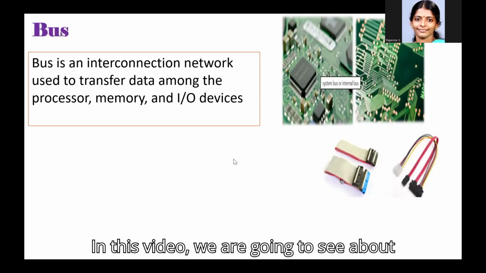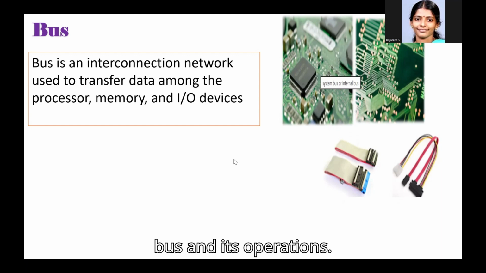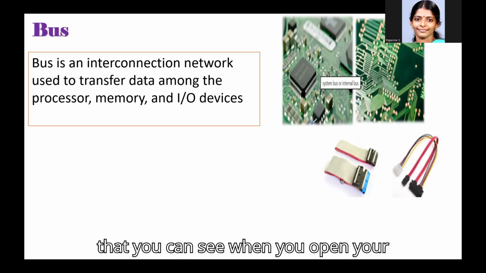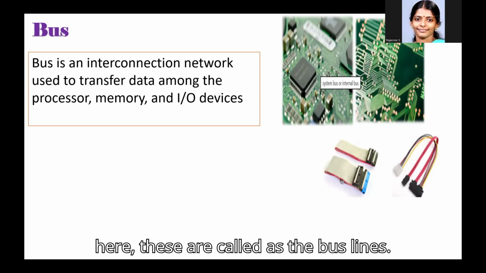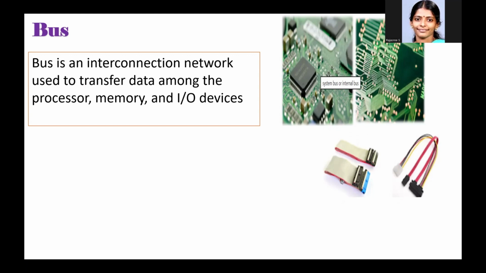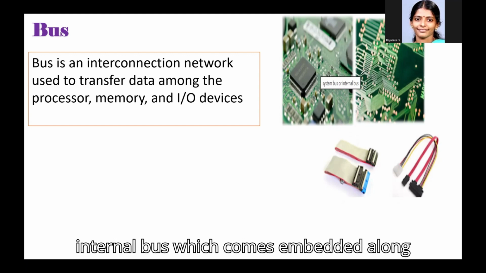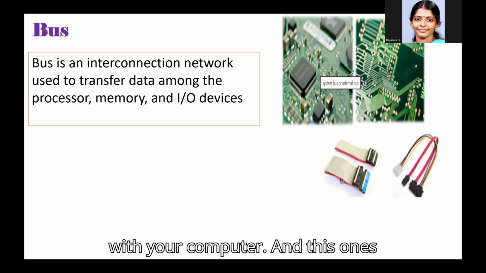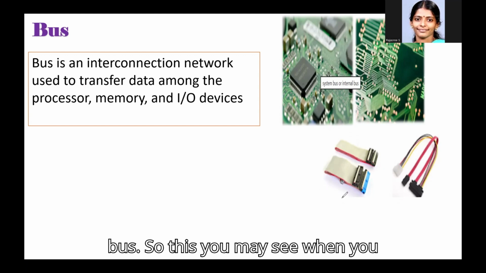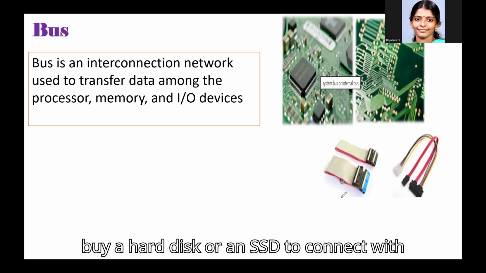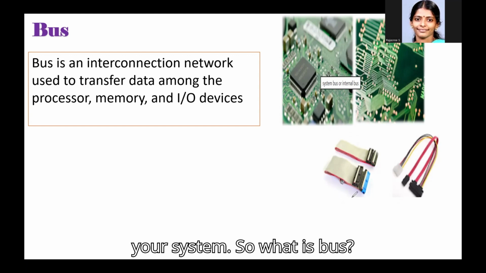In this video, we are going to see about bus and its operations. What you see in this picture is the photo of a motherboard that you can see when you open your laptop. The golden lines that you see here are called the bus lines. These golden lines are called the internal bus, which comes embedded along with your computer. And these ones which you see here are external buses. You may see these when you buy a hard disk or an SSD to connect with your system.